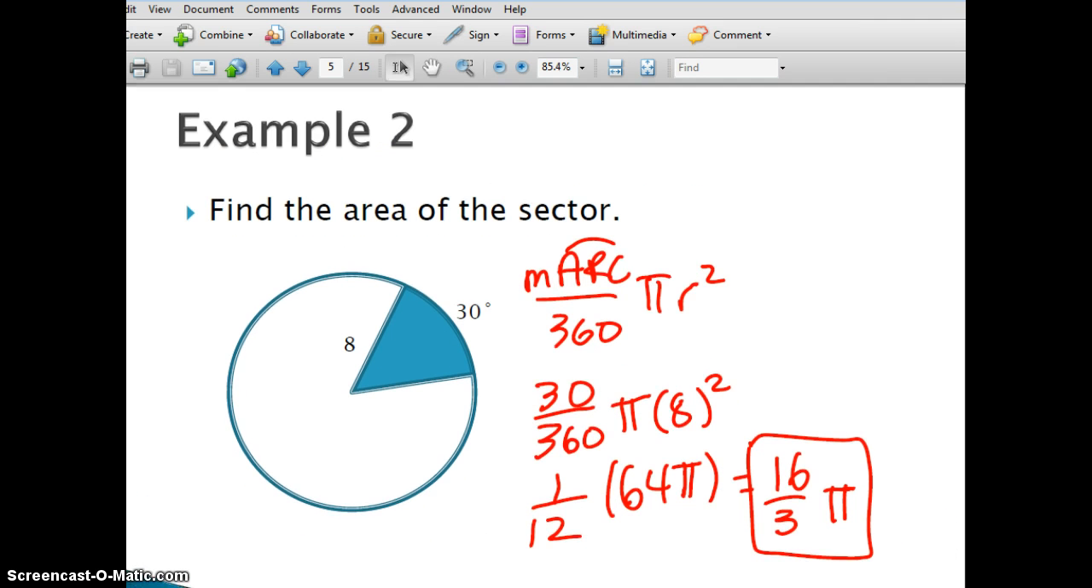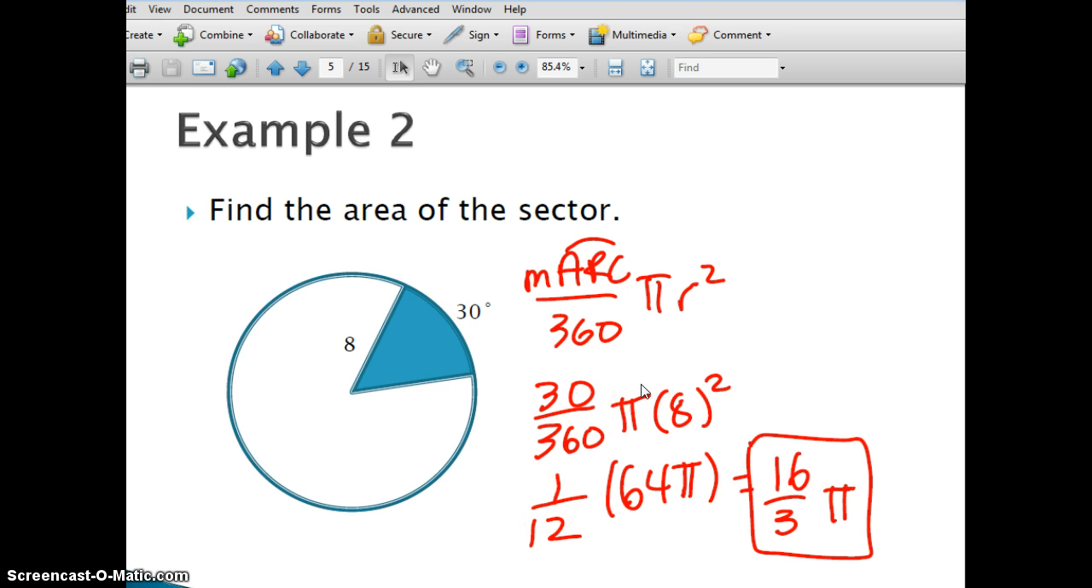So as an example number 2, we want to find the area of this sector. This is all we're given in the picture, is that we are given a radius of 8 for the circle, and the arc that it intercepts is 30 degrees. So what we're going to do is we're going to take our 30 degrees and put that over 360. So it's going to be 1/12 eventually when we simplify that down.